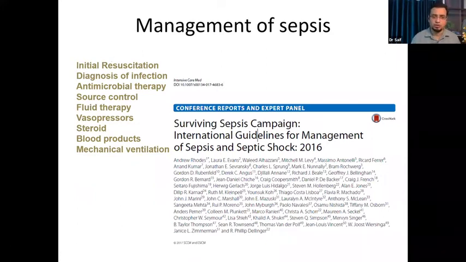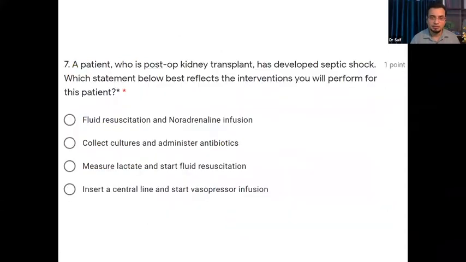The patient enters the ICU, you do so many things. You have to treat sepsis, and apart from sepsis, you have to take care of the patient in other aspects also. All these things have been given beautifully in these detailed guidelines. I'm going to take only the resuscitation part.